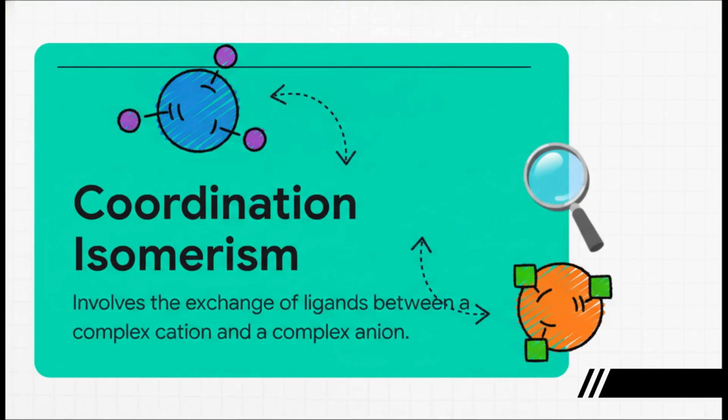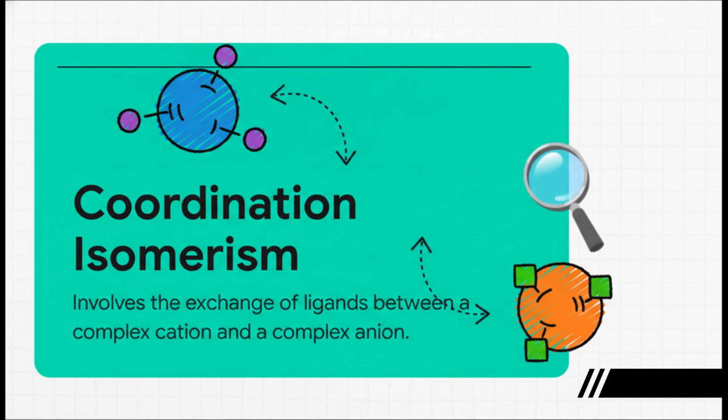Our last type of structural isomerism is coordination isomerism. Now this one's a bit of a special case because it's a two-player game. It only happens in a compound that's made of both a complex cation and a complex anion.